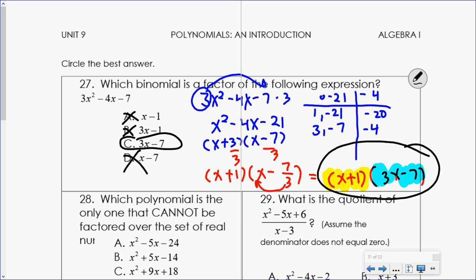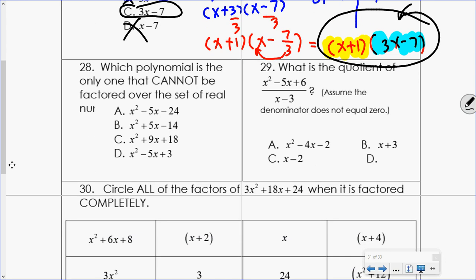All they're asking you to do is say which binomial is a factor of the following expression, 3x squared minus 4x minus 7. Factor first, and more than likely you're going to have to slide and divide, right? Figure out which one matches A, B, C, or D on the test, okay?